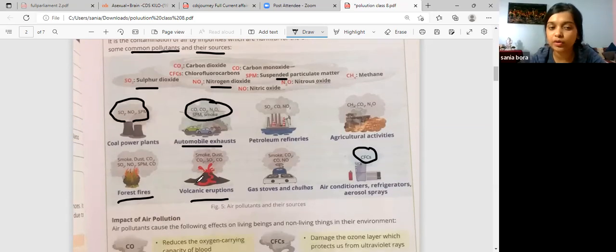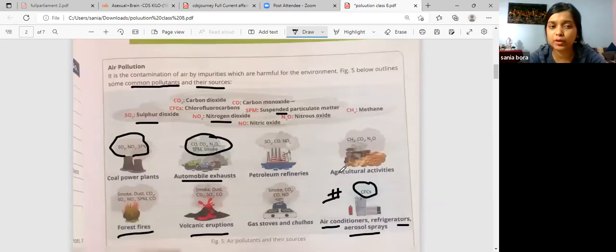So here, what you need to understand, this one is important. CFCs, chlorofluorocarbons. Basically the air conditioners, the ACs we have in our homes, plus the refrigerator and aerosol spray. Aerosol spray is where we spray perfumes or thinner and all that. They also cause pollution. So CFCs, you have to remember this one. This one is important.